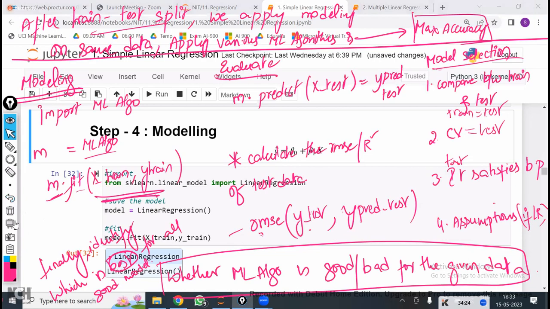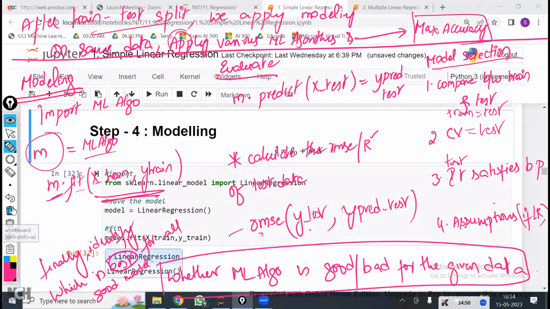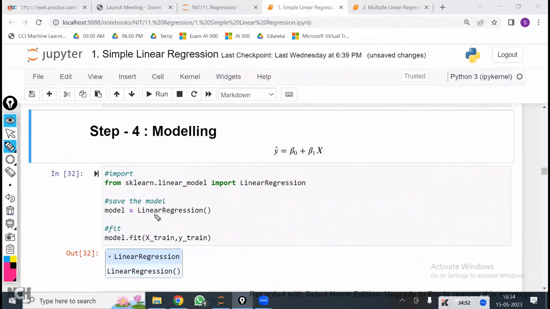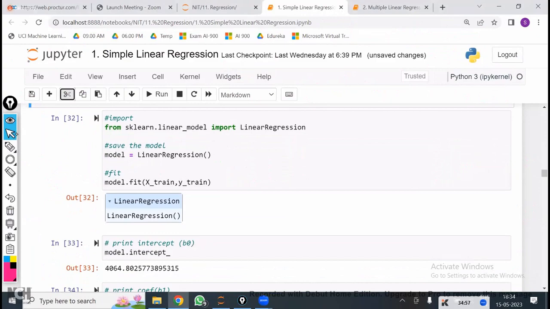Just in this modeling, first import the algorithm and save that algorithm in some variable as per your choice. And that variable, whatever variable you have fixed, that is fit on X train, Y train. This variable is called as model. It is going to save the algorithm, so it is called as model. So you are going to save as model is equal to linear regression, and you are going to fit on the X train, Y train.